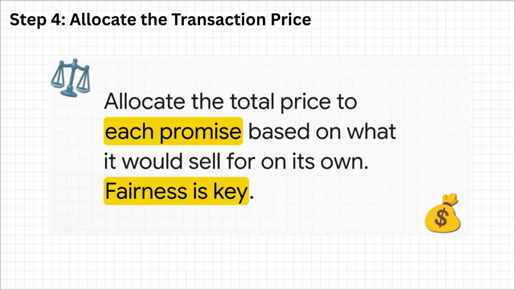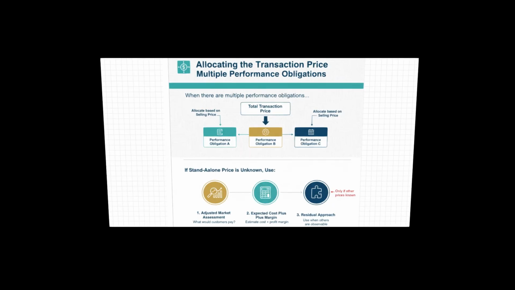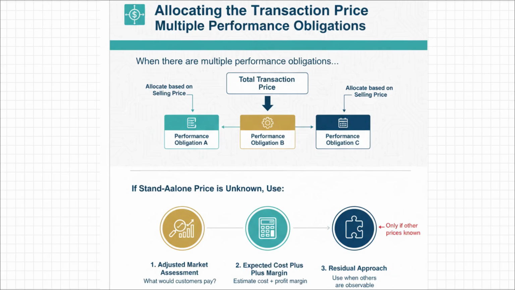So now you've got the transaction price. But if the contract has multiple promises, how do you split it? That's where allocation comes in. When there are multiple performance obligations, you need to allocate the total transaction price to each one based on its standalone selling price. And if you don't know the standalone price, IFRS 15 gives us three methods: adjusted market assessment.